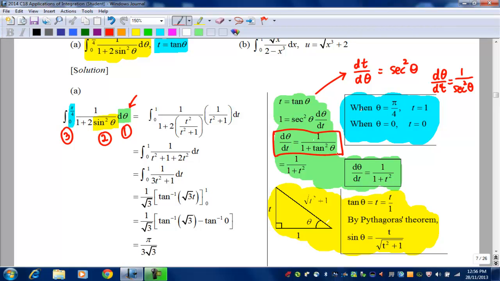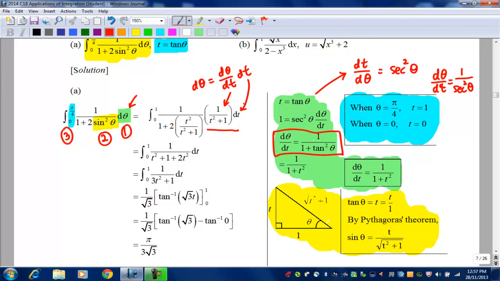So now we are ready to actually change our d theta in terms of t. So d theta we can actually see as d theta dt times dt. So that's the reason why you have this step here, whereby d theta dt is over here, dt is right here.